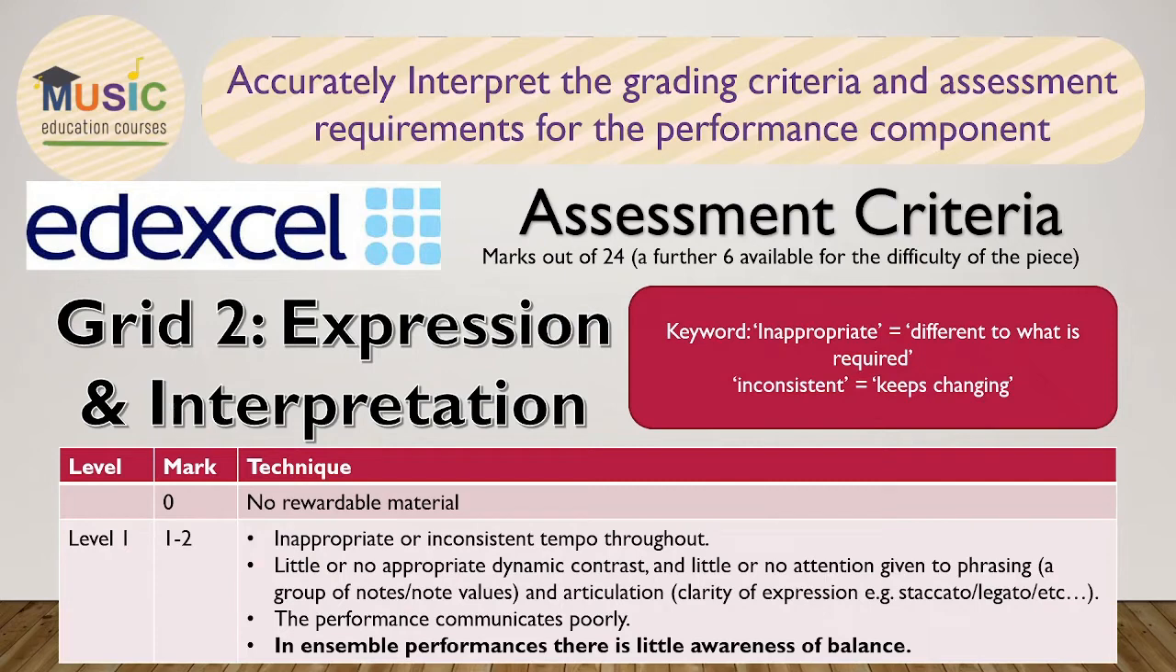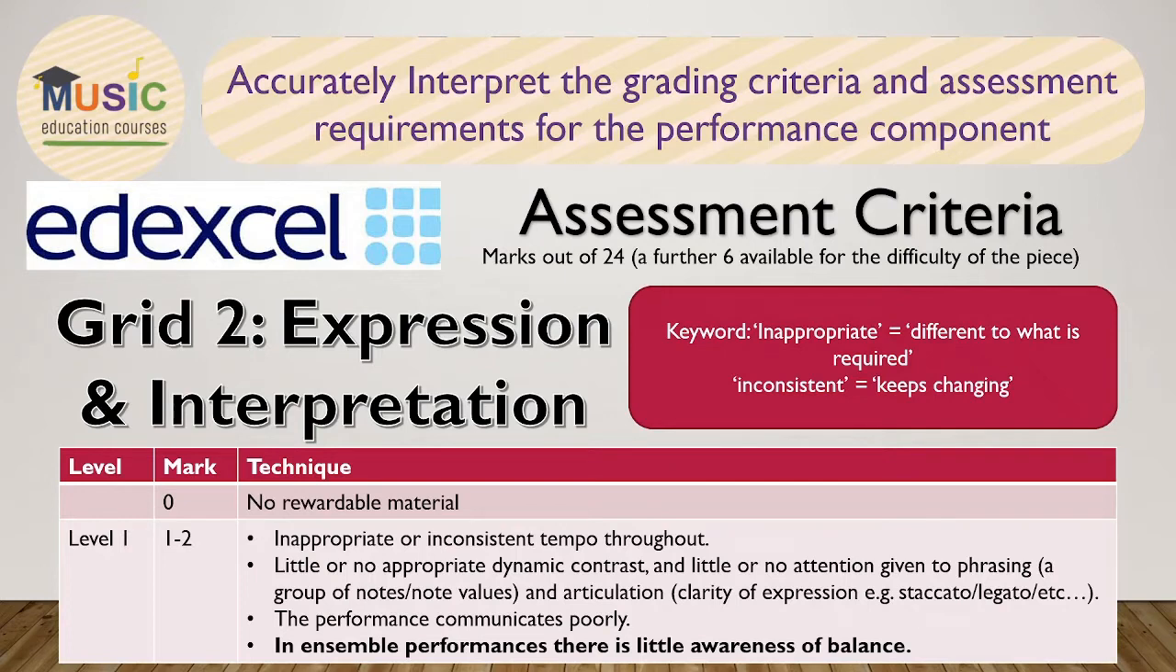It's never the same. Little or no appropriate dynamic contrast, and little or no attention given to phrasing, which means a group of notes or note values, not individual notes, but say a whole melodic phrase or a whole rhythmic phrase or beat. And articulation, meaning clarity of expression. For example, how you pronounce your lyrics as a vocalist, or whether you're playing more staccato or legato, etc. That's articulation. And the performance communicates poorly. There's no emotion in it whatsoever.